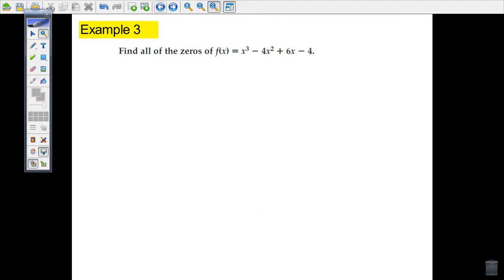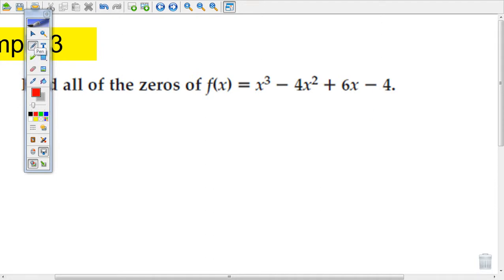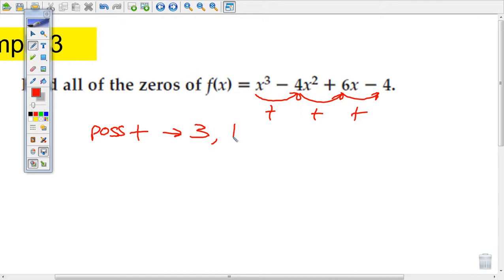Okay, example 3. We're going to find all the zeros of this function. So let's start with we're going to look at f of x, and we're going to look at f of negative x. We'll look at f of x to find the positive real zeros, then we'll look at f of negative x to find the negative real zeros. So for the first one, if I'm just looking at f of x to find the positive ones, how many sign changes exist that are positive? If you need to draw the arrows, draw the arrows. 1, 2, 3. I'm already happy, because I know how many positive ones are there. Possible positive zeros: that will be 3 or 1.